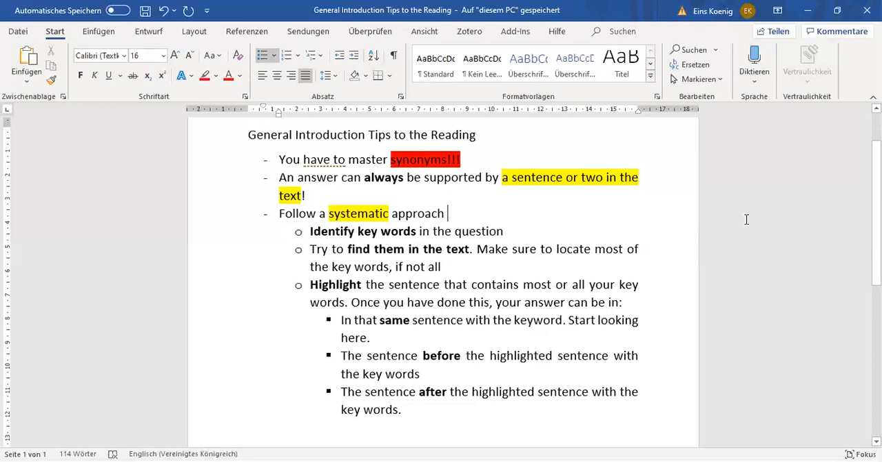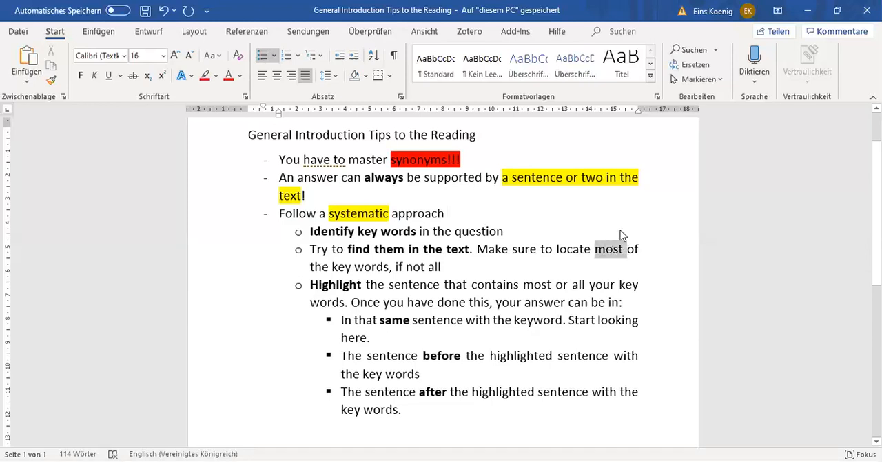The third point is you need to follow a systematic approach. So what is the systematic approach? Independent of the kind of question that you get on the IELTS reading session, because you can have different types of tasks. You can have matching information, you can have matching features, you can have multiple choice. One thing that runs through all of them is the keyword strategy. So always first identify keywords in the question. After that, you try to find the keywords in the text. And important here is make sure to locate most of the keywords, okay? Most of them, if not all.